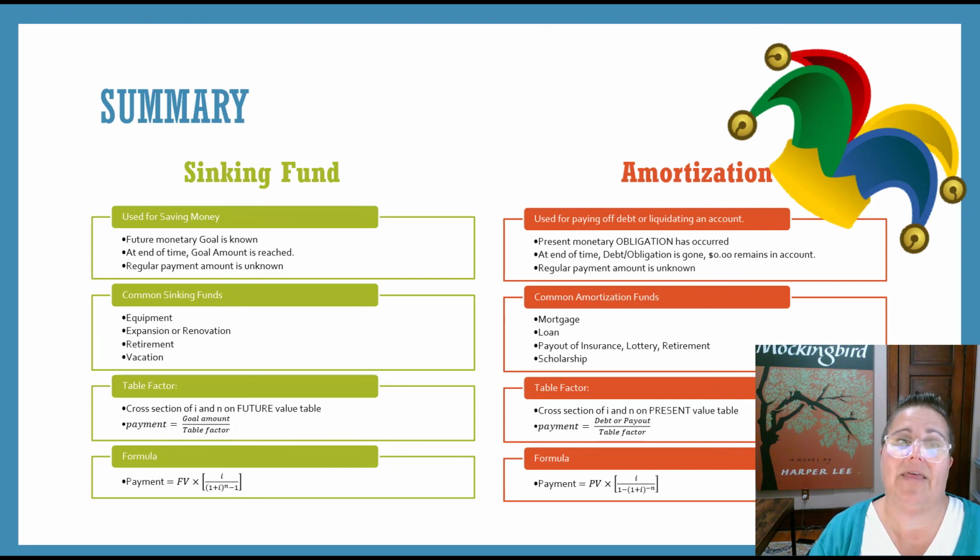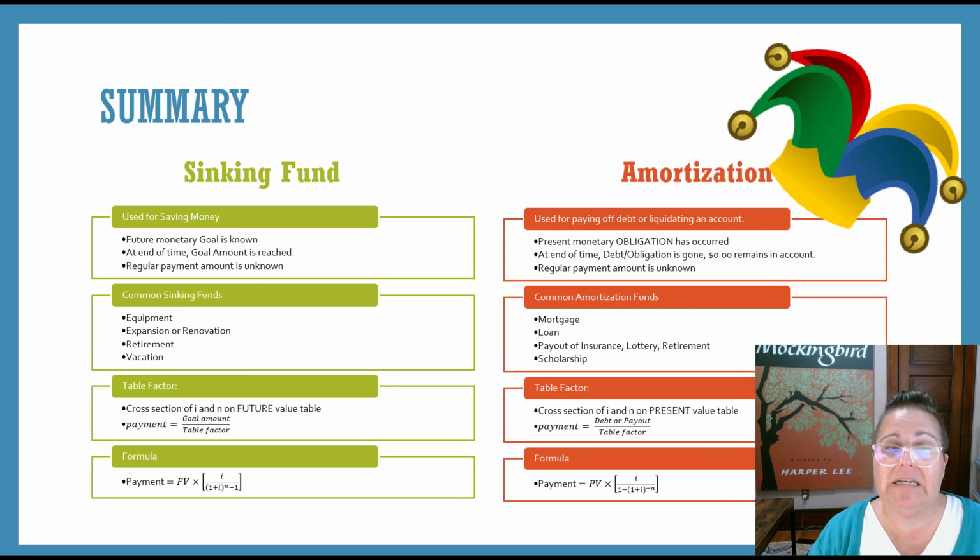On the other side of that, it could be a payout for your insurance, a lottery winning. You could have a retirement account. You could have a scholarship that's paying you out over the next 2 years or 12 years or whatever.